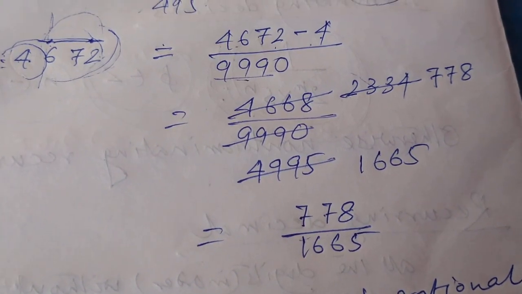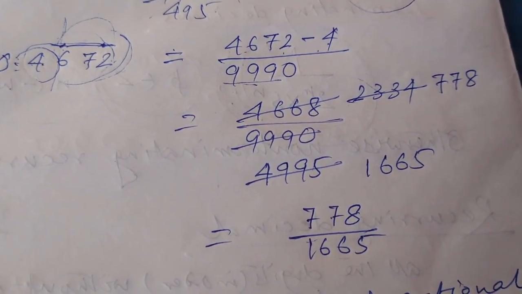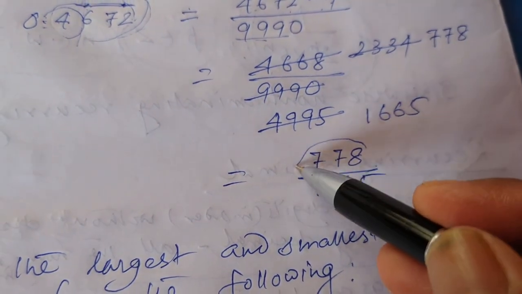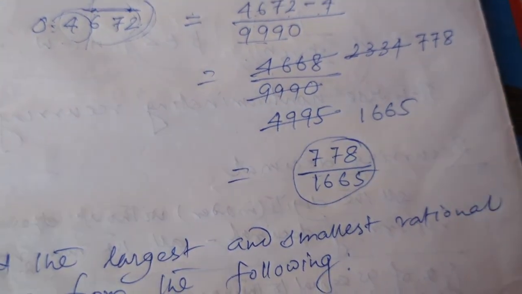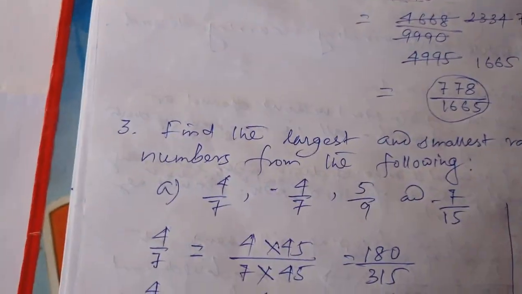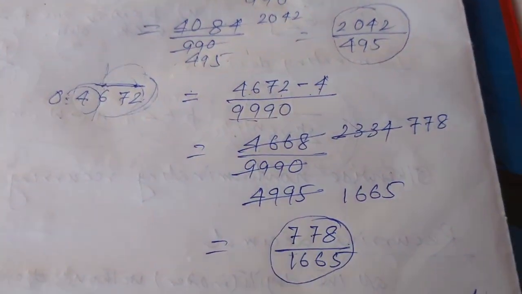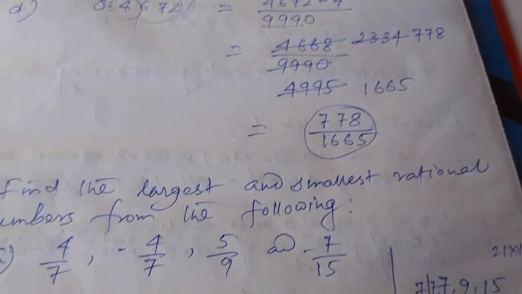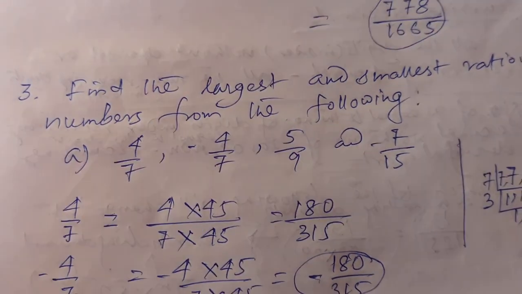Then I have subtracted and calculated, cancelling the common factors, first by 2, then by 3. I finally got 778 by 1665. Okay, see the calculation shown here. Next sum, question number 3.